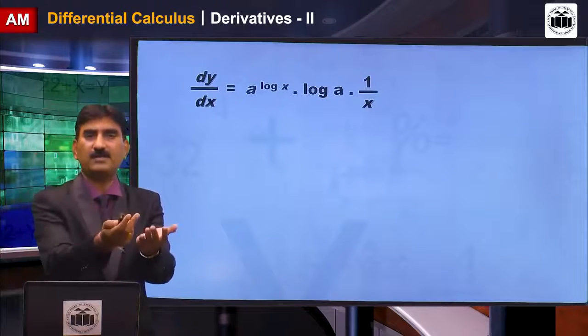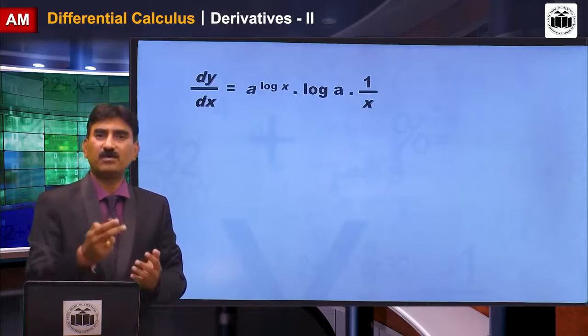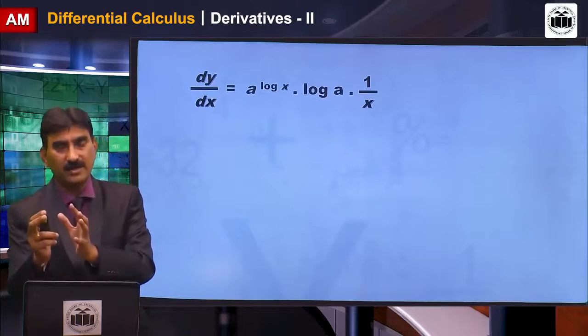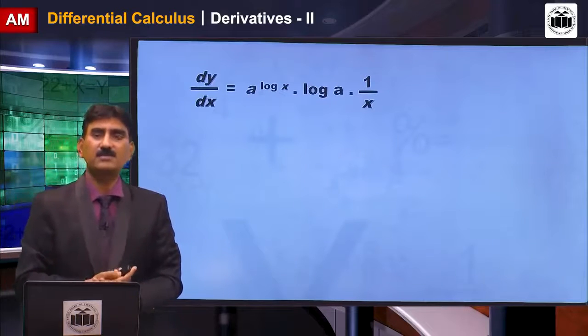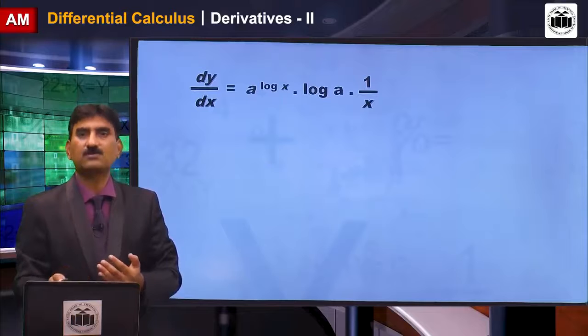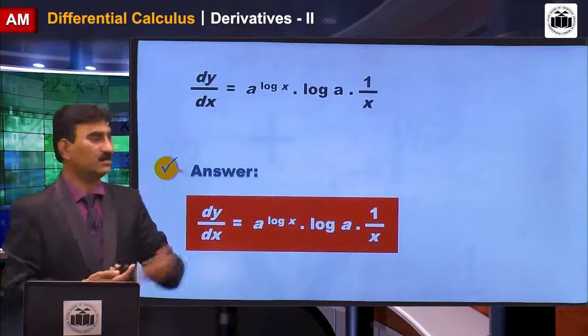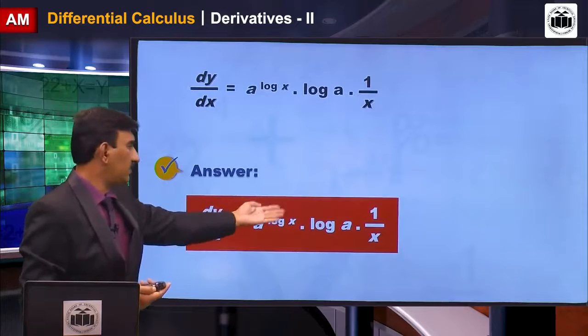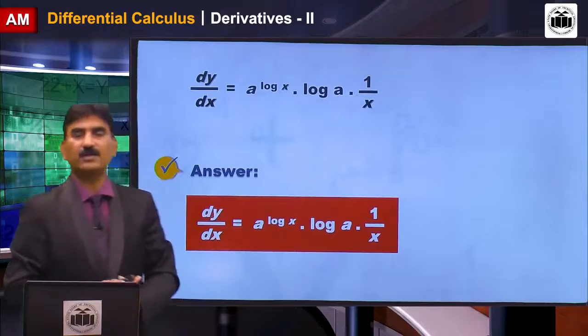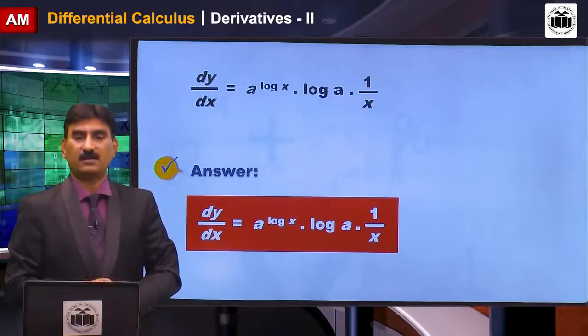So in the same manner, we write down a raised to log x into log a, and again derivative of log x is 1 upon x. So finally, we get the answer dy by dx is equal to a raised to log x into log a into 1 upon x.